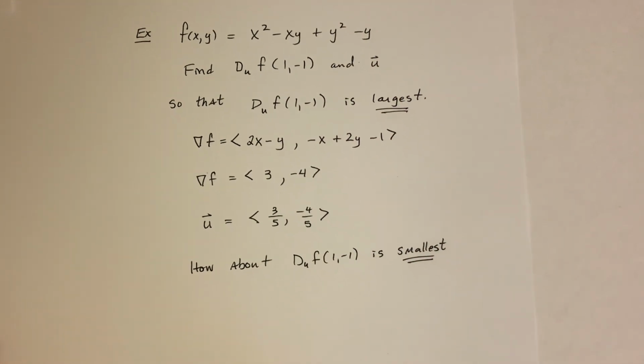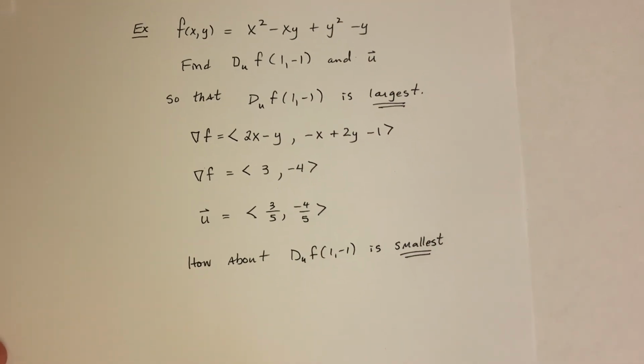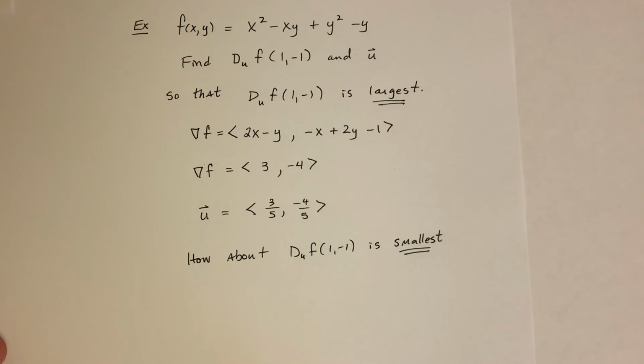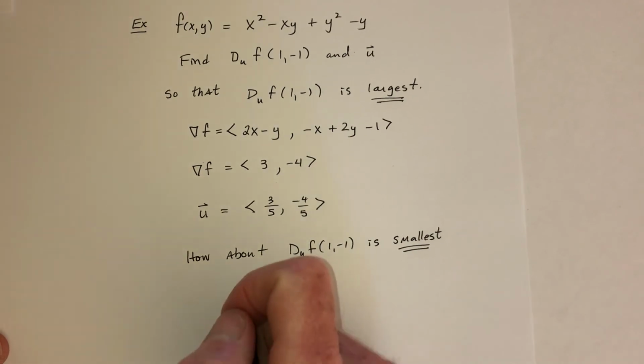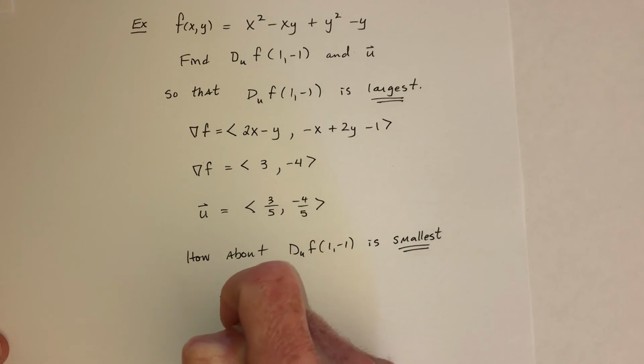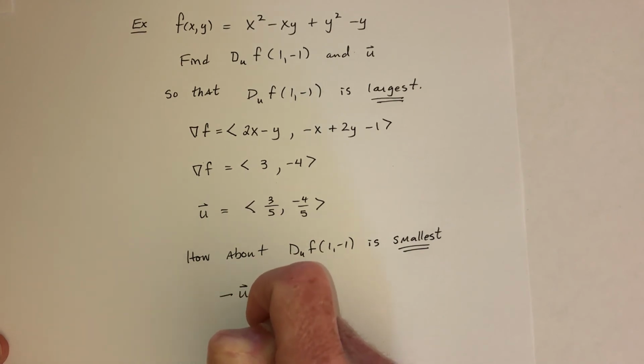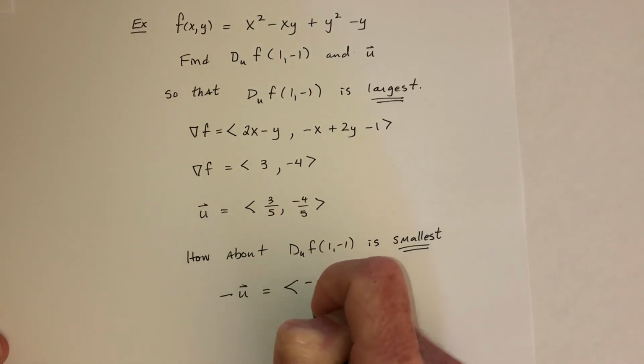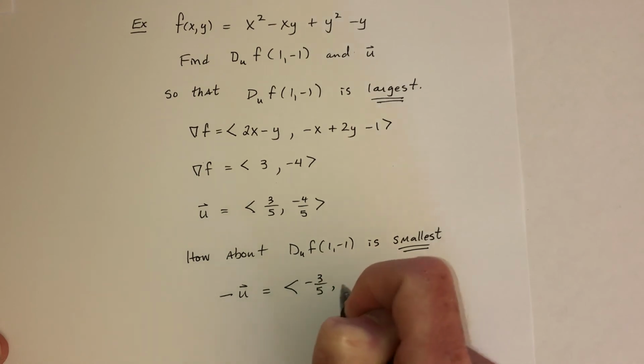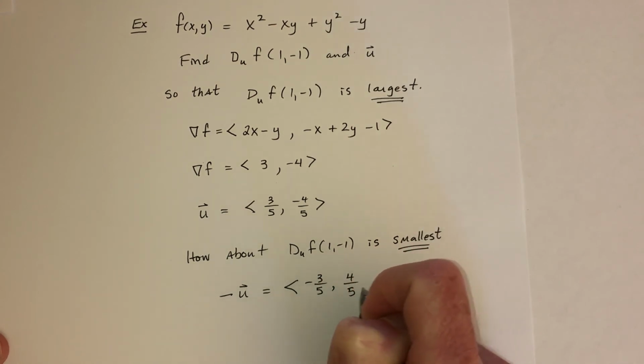But what if it would have said the smallest? Well, then just go in the opposite direction. So for the opposite direction, just use the negative of that vector. So that would be negative 3/5, comma 4/5.